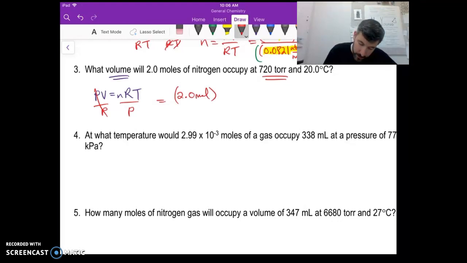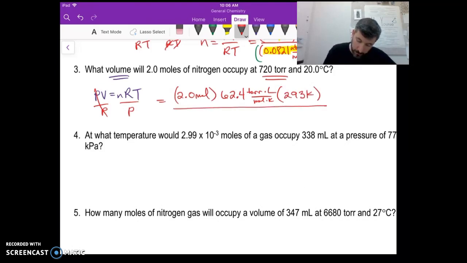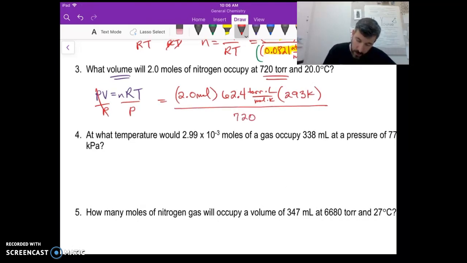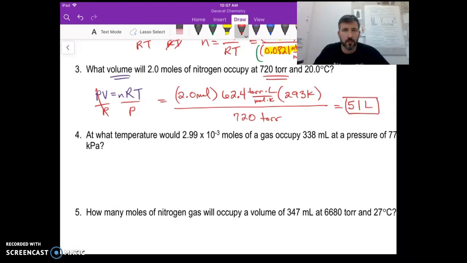Okay, you should have said 62.4 torr times liters over moles times kelvins. And then temperature, if I'm at 20 degrees Celsius, that would be 293 kelvins. And then pressure is 720 torr. Okay. Go ahead and plug this in and see what you get. Okay, you should have come up with 51 liters.